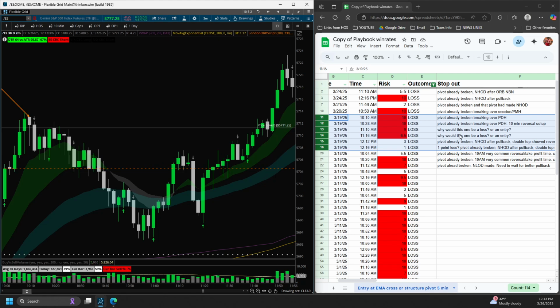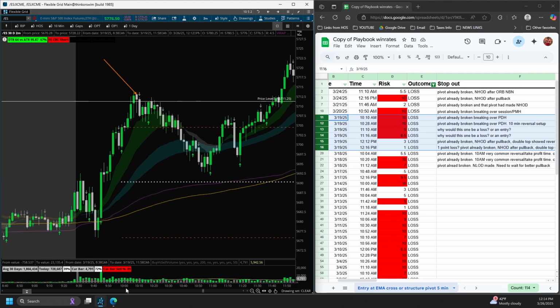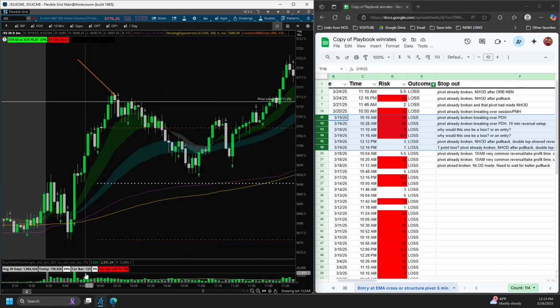So I think that's why I put, why would this be a loss, or an entry? And then at 11:16, you took it again. There's another level right there. There's a 5-minute pivot just below there.